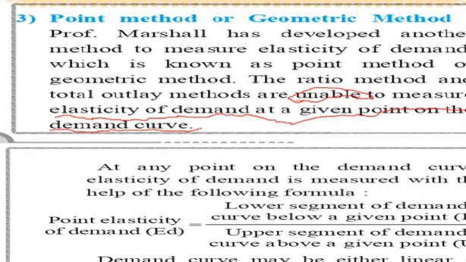At any point on the demand curve, elasticity of demand is measured with the help of the following formula. Point elasticity of demand or geometric elasticity of demand is equal to the lower segment of the demand curve below a given point divided by the upper segment of the demand curve above a given point, that is L upon U. So in the point method, to calculate elasticity of demand, we use the given point on the same demand curve.